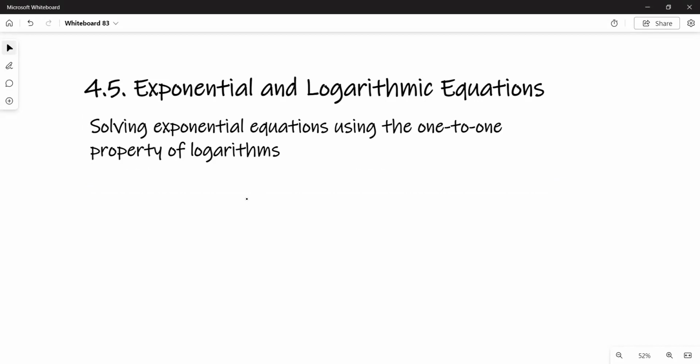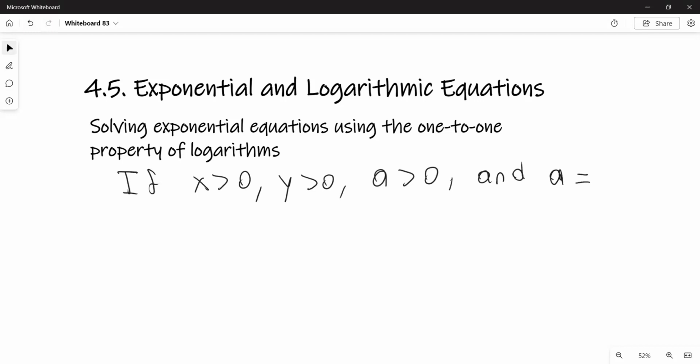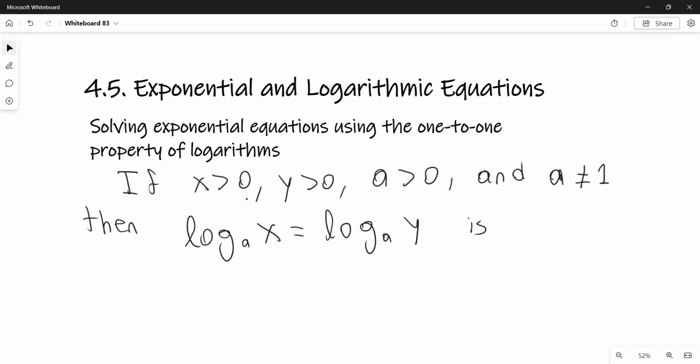So the one-to-one property says that if x is positive, y is positive, a is positive and not equal to 1, then the logarithm with base a of x equal to the logarithm with base a of y is equivalent to x equals y.